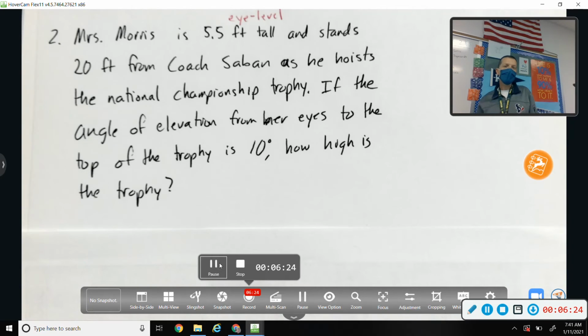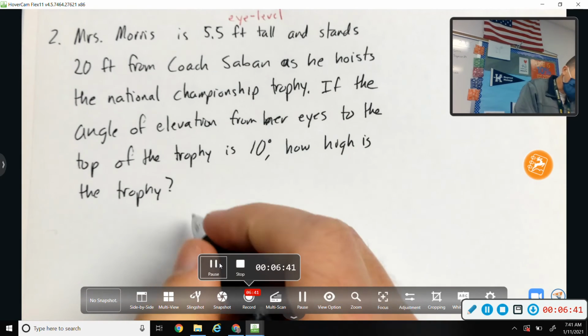She stands 20 feet from Coach Saban as he hoists the national championship trophy. If the angle of elevation from her eyes to the top of the trophy is 10 degrees, how high is the trophy? Well, let's draw a little picture of what's going on here, minus the confetti and the questions about how Miss Morris got within 20 feet of Coach Saban.